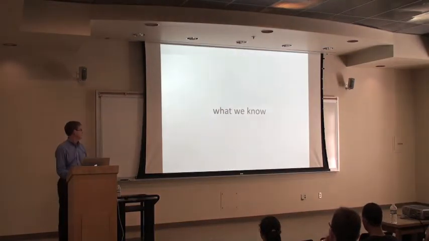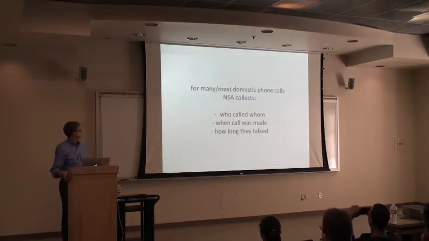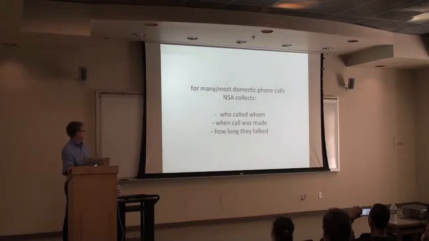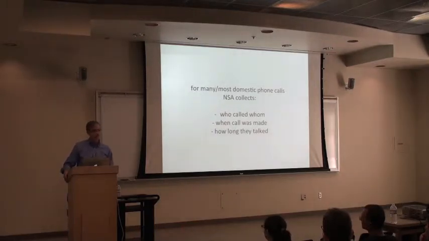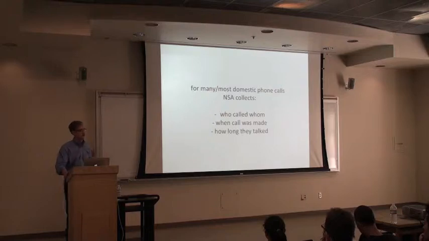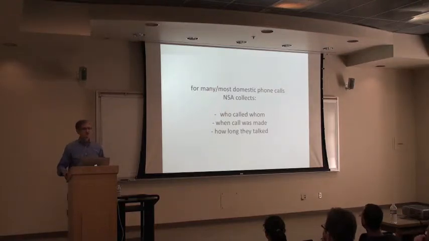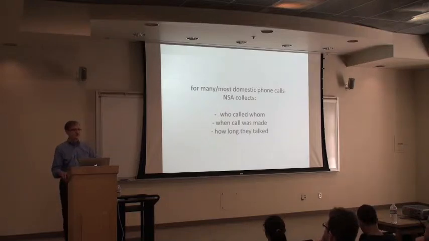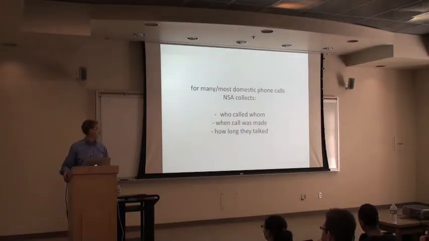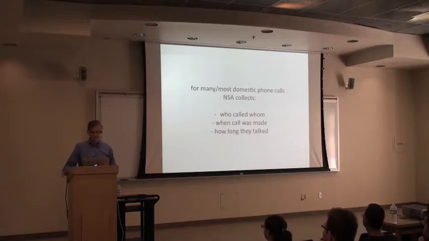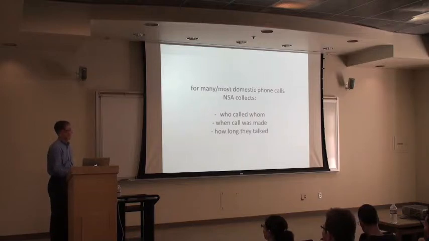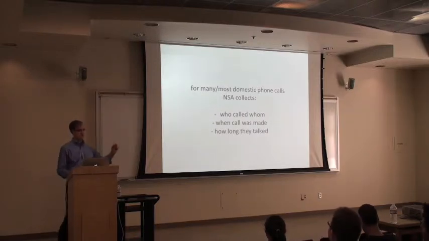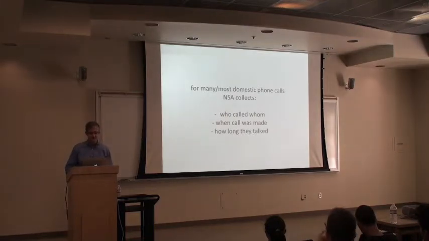All right, what do we know about this thing? Well, for many or most domestic phone calls, we know that the NSA collects information about who called whom, when the call was made, and for how long they talked. There's some dispute about whether it is for essentially all domestic phone calls or for fewer of them. Originally, it was reported as nearly all. Later, unnamed NSA sources said it was only 20 to 30%, and just recently a high NSA official said under oath that it's about 20 to 30% under this program, meaning that's a lower bound. So we don't really know exactly how many calls, and I'll talk some about how the degree of coverage actually matters for the effectiveness of the program later.